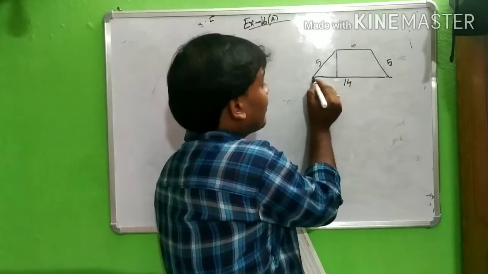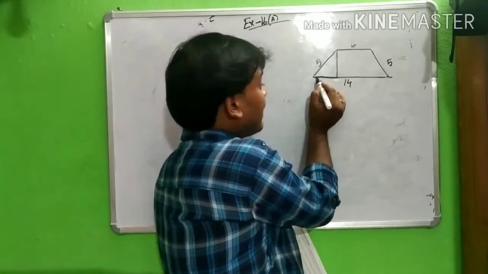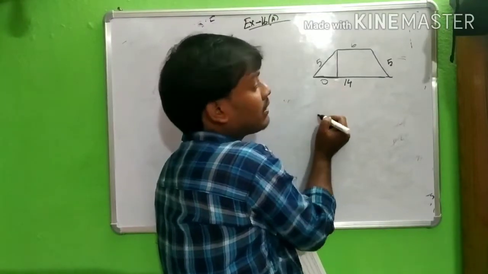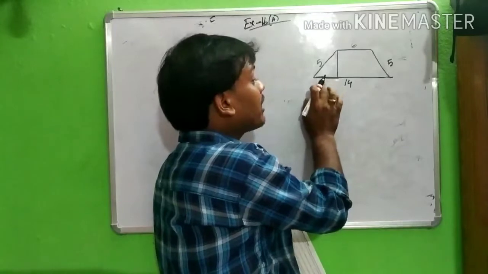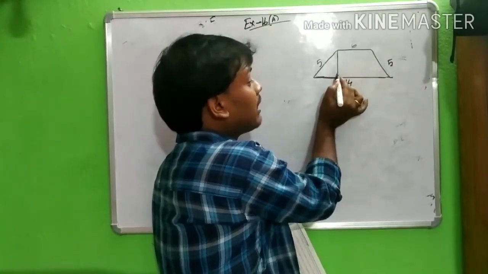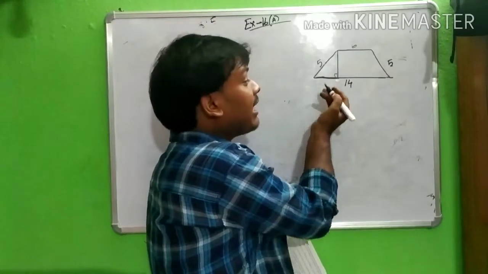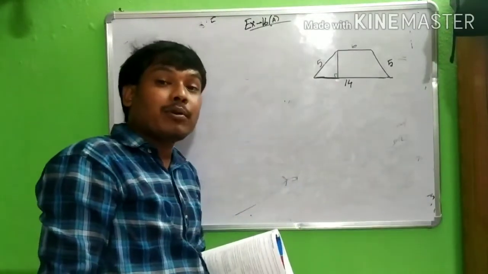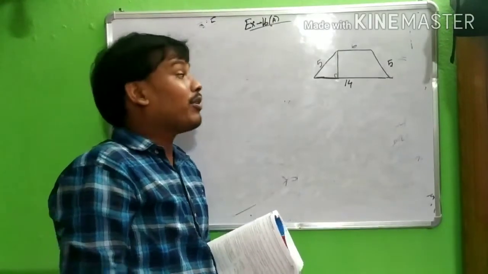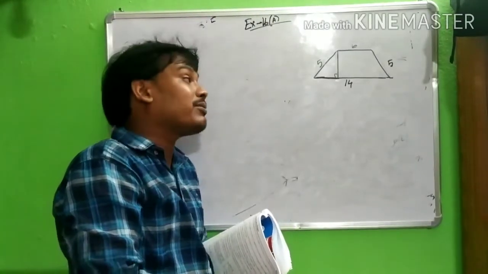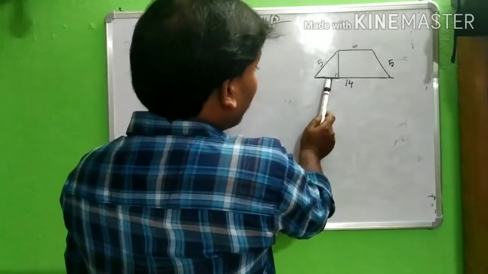If we can find the value of this one, then by using the Pythagoras theorem we can find the value of this one, because it is a right angle triangle. In a right angle triangle we know that hypotenuse square equals base square plus height square. By using this formula we can find this value. So first we find the value of this one.